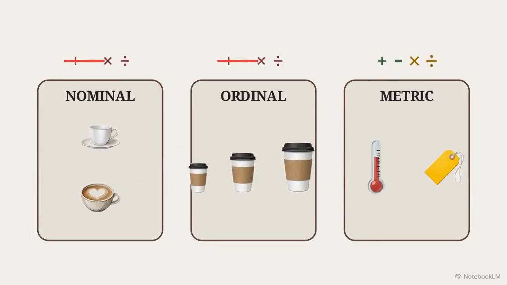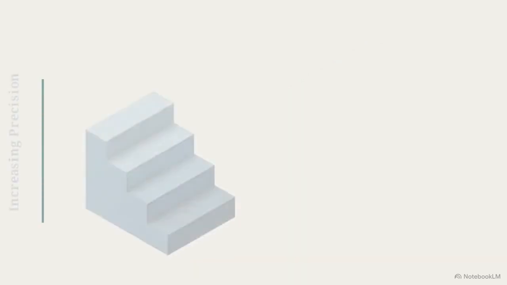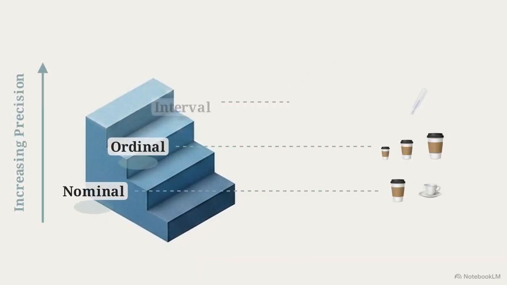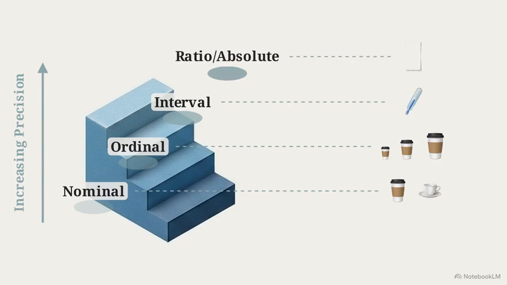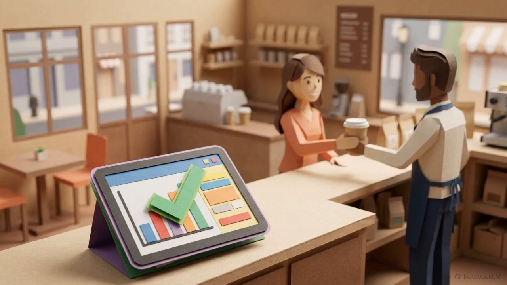Depending on what kind of information you are looking at, the rules of what you can actually do with it change entirely. We can think of this as a staircase. As we step up from the bottom level to the top, our information gains more mathematical power and precision. Figuring out exactly which step of the staircase your information lives on is the only way to know which mathematical tools you can safely use for your business.